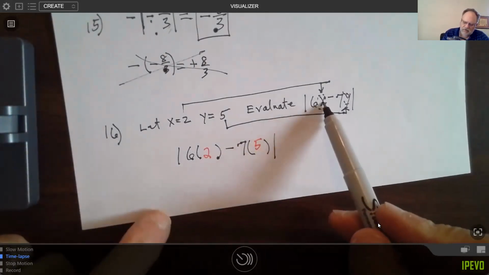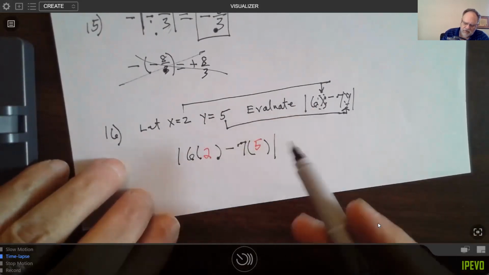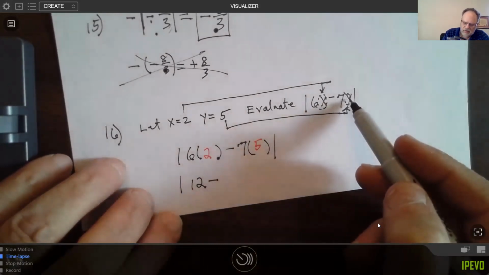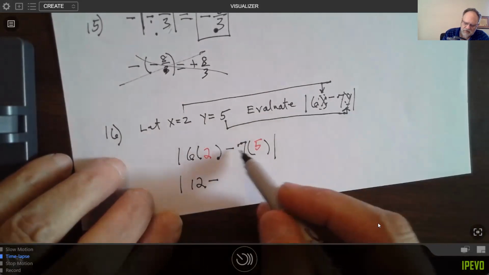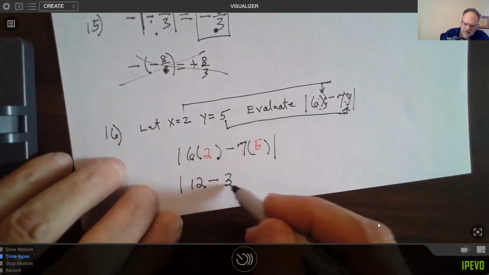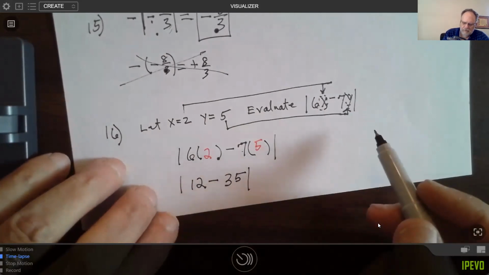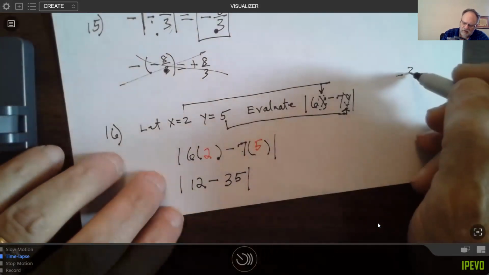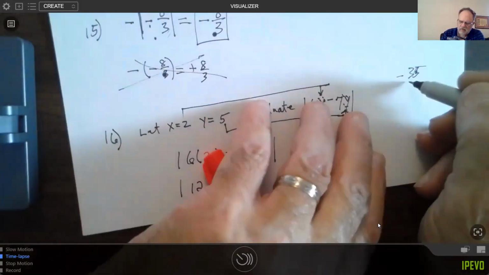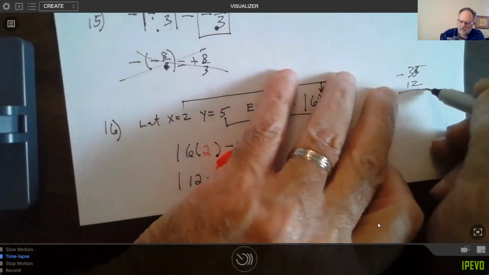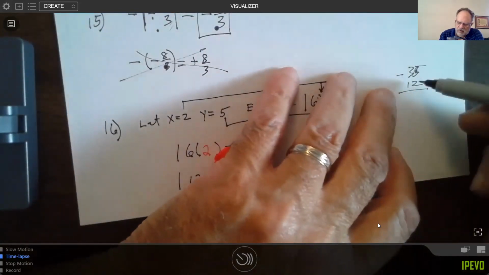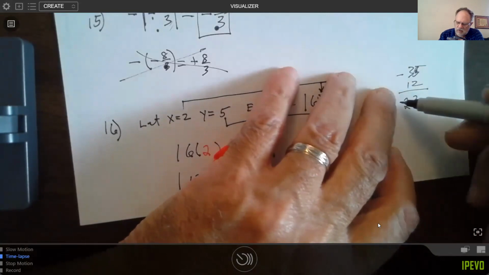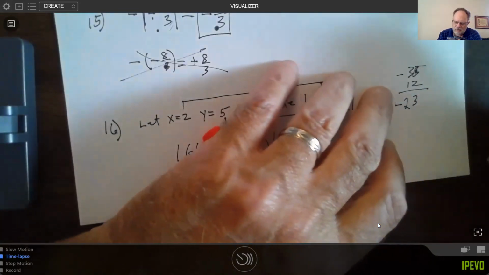So this is 6 times x. And so this would be 6 times 2 is 12. And then this is 7 times y. So this would be negative 7 times 5 is a negative 35. So we've got a positive 12 and a negative 35. We're subtracting, right? And I like to work vertically. Negative 35, positive 12. Okay, so we subtract, right? 5 minus 2 is 3. 3 minus 1 is 2. We have more negative than positive, so our answer is a negative.